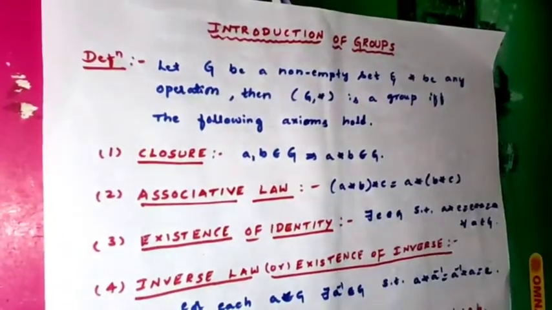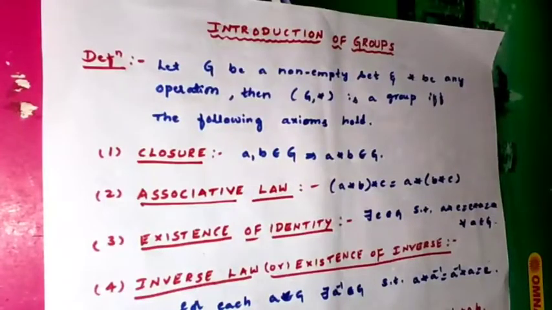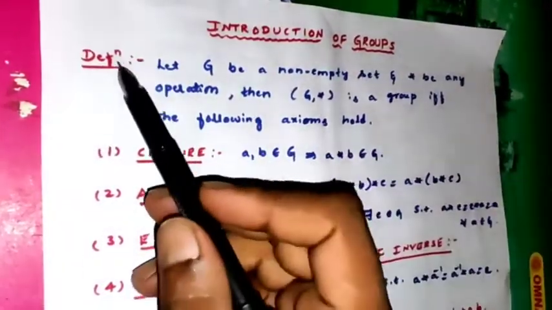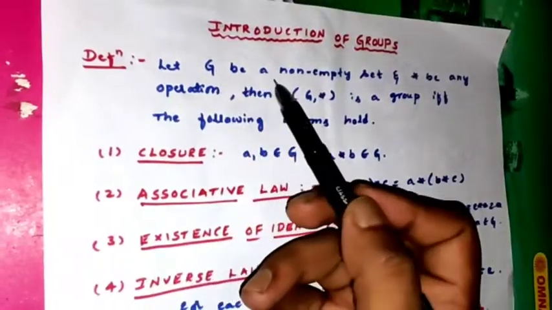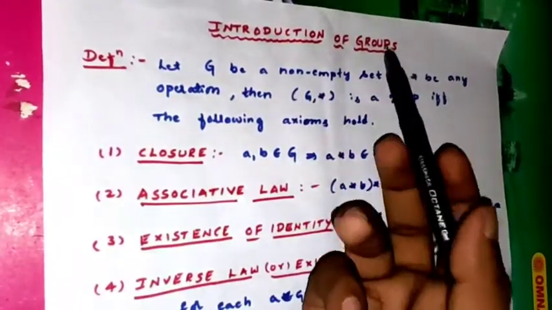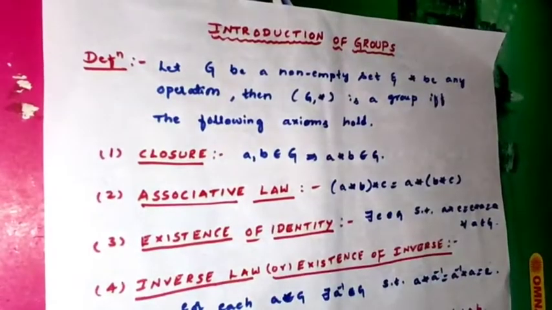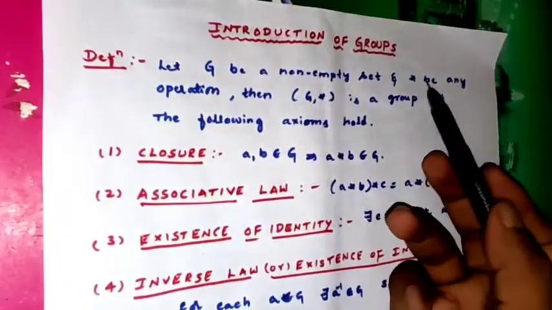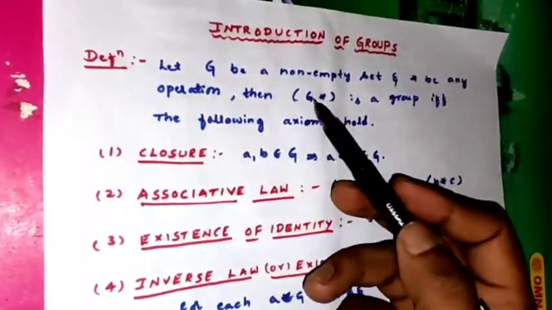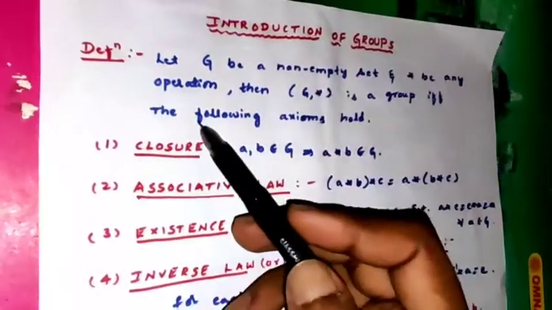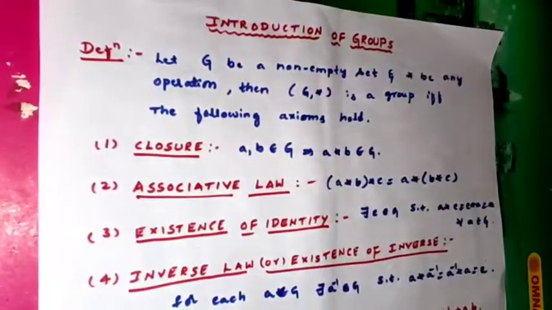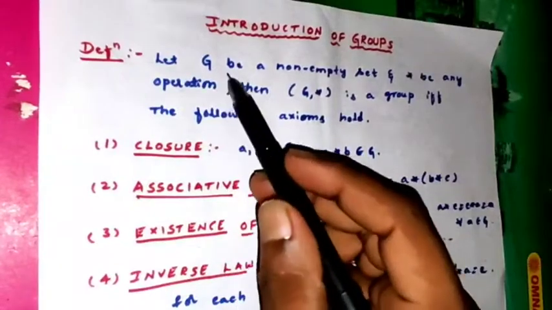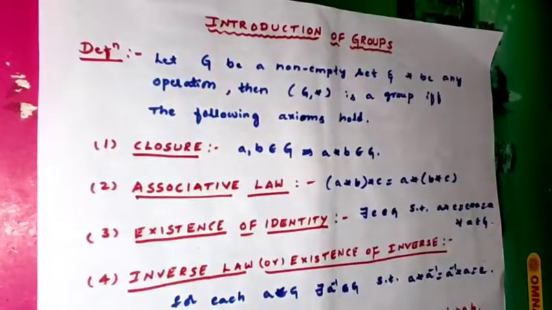What is a group? First of all, what is the meaning of a group? Let G be a non-empty set. A group is only a set. Let G be a non-empty set and star be any operation, then (G, star) is a group if and only if the following axioms hold. Here G is a non-empty set. G is nothing but a set only.